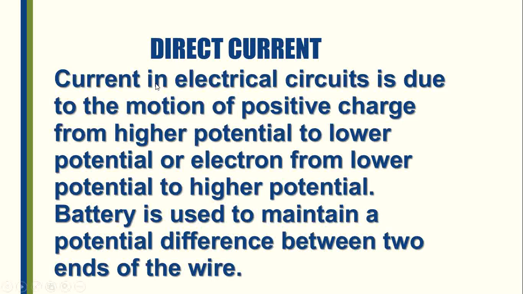We already know that the current in an electrical circuit is due to the motion of positive charge from higher potential to lower potential, or electrons from lower potential to higher electrical potential. That is, electrons move from the negative terminal of the battery to the positive terminal of the battery. Here, the battery is used to maintain a potential difference between two ends of the wire.